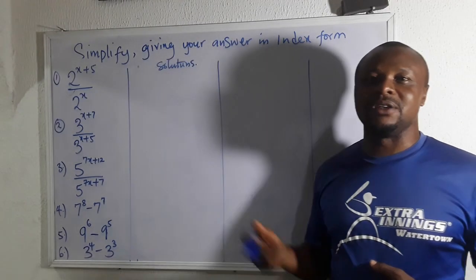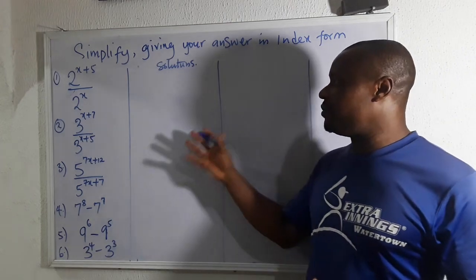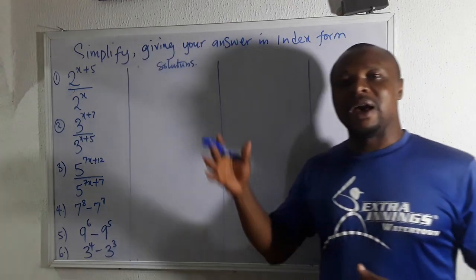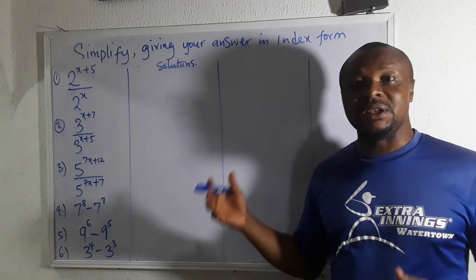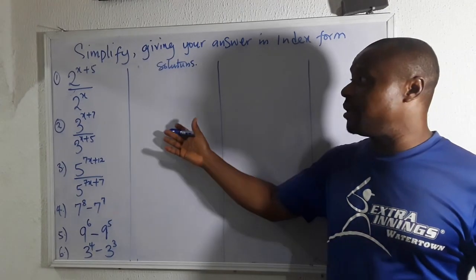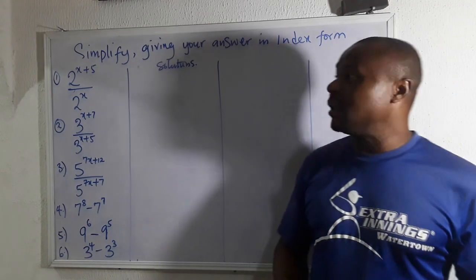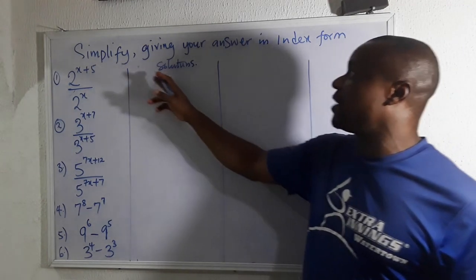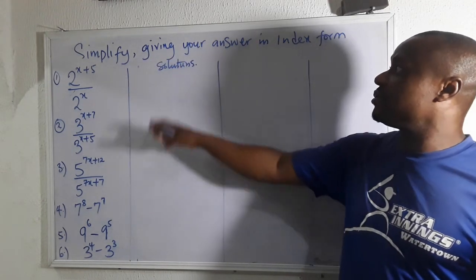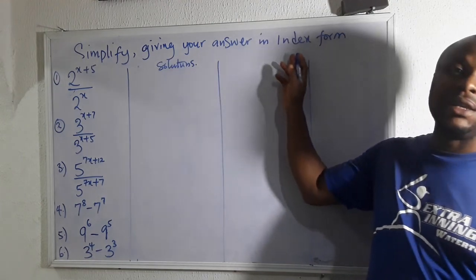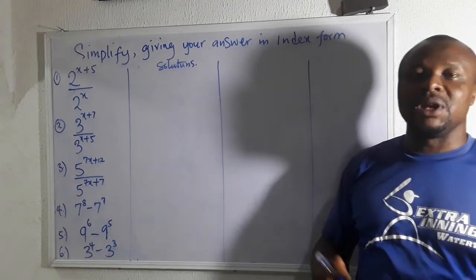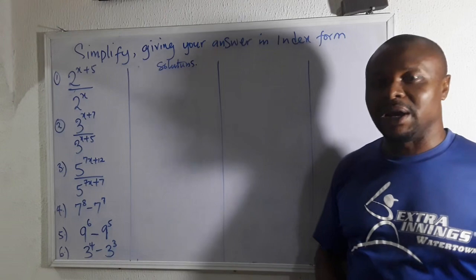So now, very quickly, in this video, we are going to see again how we can apply the laws of indices to simplify all these questions, the 6 questions. Now, the question says that we should simplify these expressions, giving our answers in index form. So let's see how we can quickly do that.